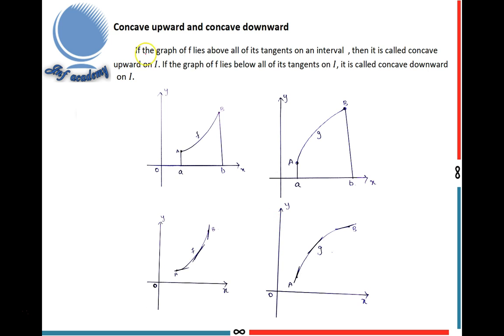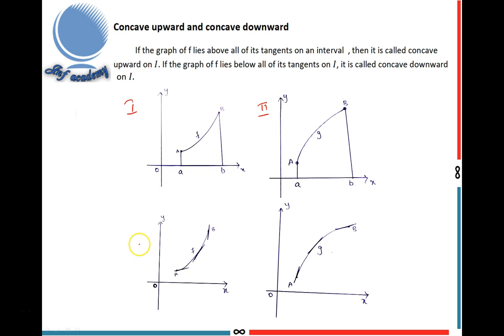The first two diagrams show the graph of two increasing functions on [a, b]. Both graphs join the point A to the point B. But they look different, this type and this type, because they bend in different directions. How can we distinguish between these two types of behavior?